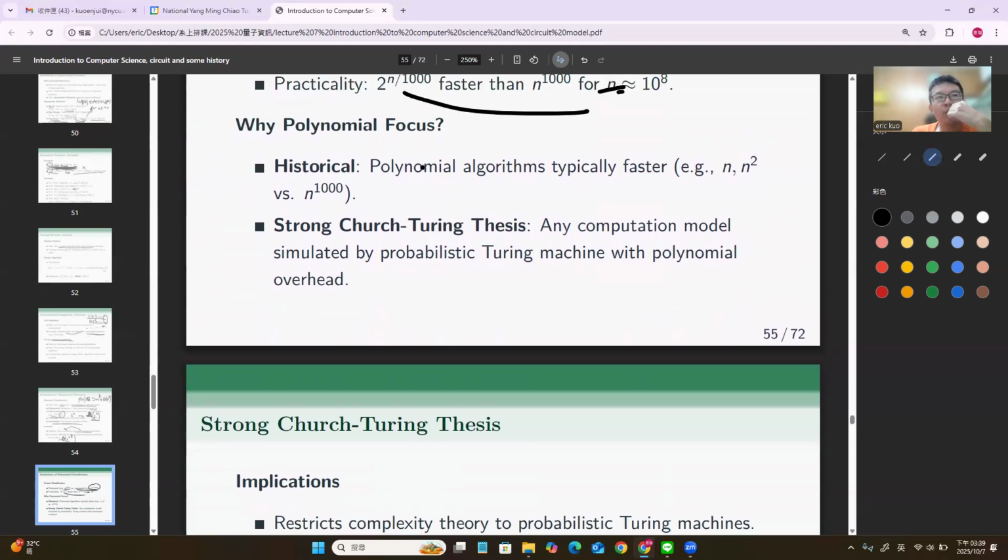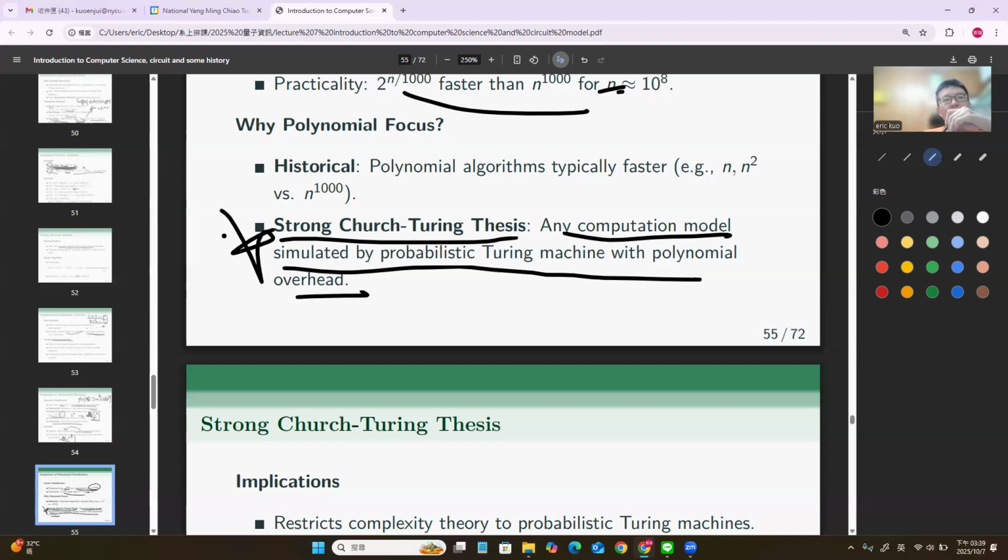So people care about this polynomial distinction, and there's a very strong conjecture called the strong Church-Turing thesis. It says that any computational model can be simulated by a probabilistic Turing machine with polynomial overhead. I should say any physical computational model. What this means is that any physical computer in the real universe can be simulated by a probabilistic Turing machine with polynomial overhead. So if you change from one computer to another, you just take a polynomial overhead. Everything is polynomial. If there's a problem that I can solve with one computer in polynomial time, then I can always solve it with another, still in polynomial time. So this is a strong conjecture. And quantum computing will challenge this.